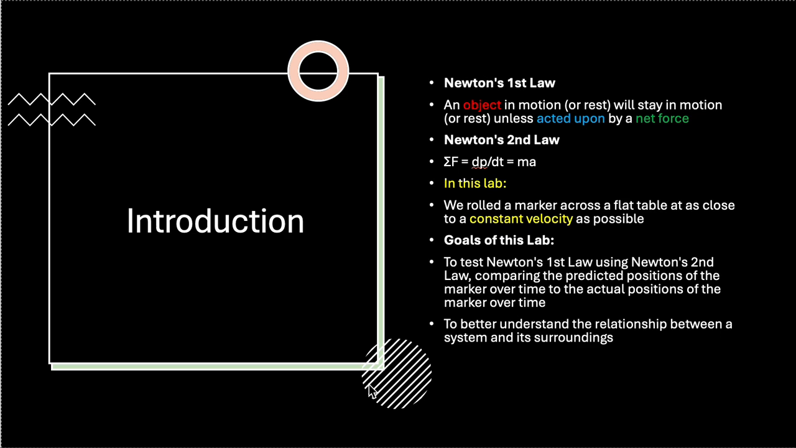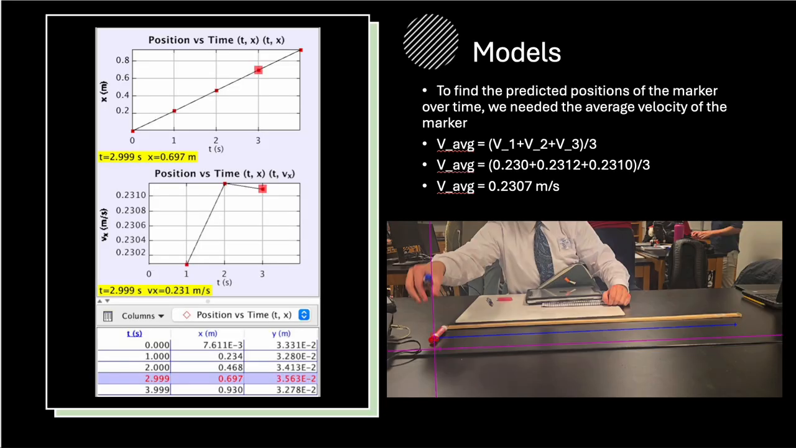So in this lab, we rolled a marker across a flat table at as close to a constant velocity as possible. What we wanted to do was test Newton's first law using Newton's second law, comparing the predicted positions of the marker over time to the actual positions of the marker over time. It was also to better understand the relationship between the system and its surroundings. In this case, our system is simply our mass or object, the marker, and the surroundings are everything else. So it's going along in the x direction.